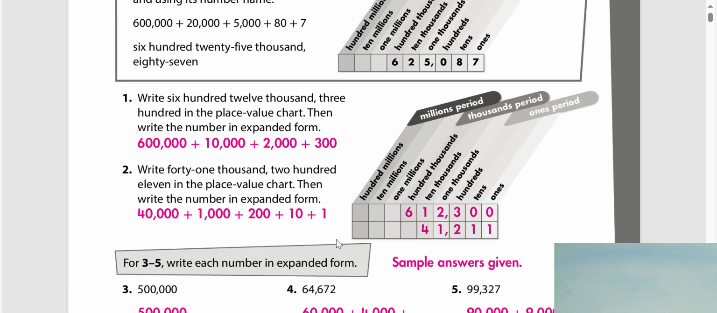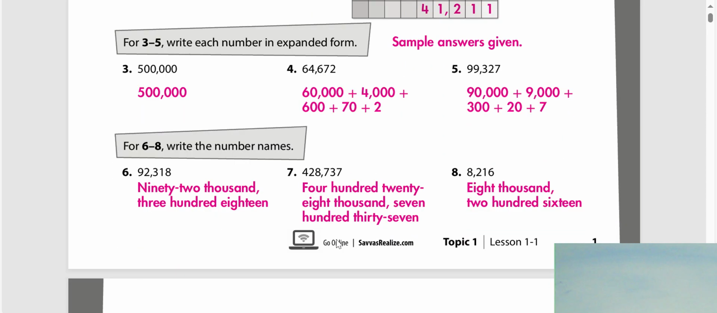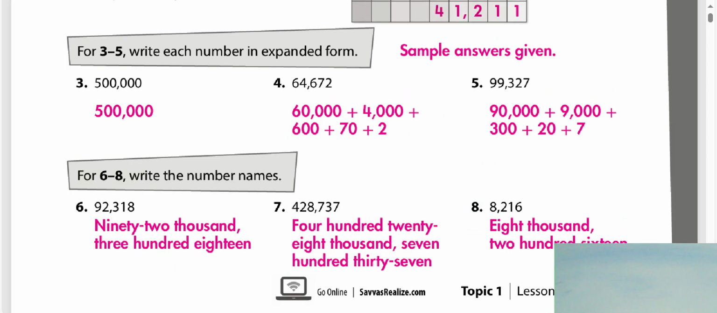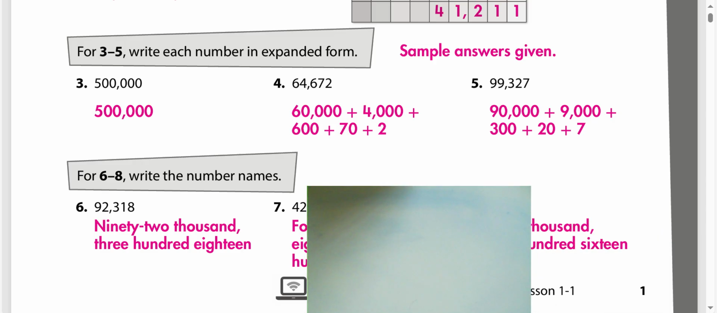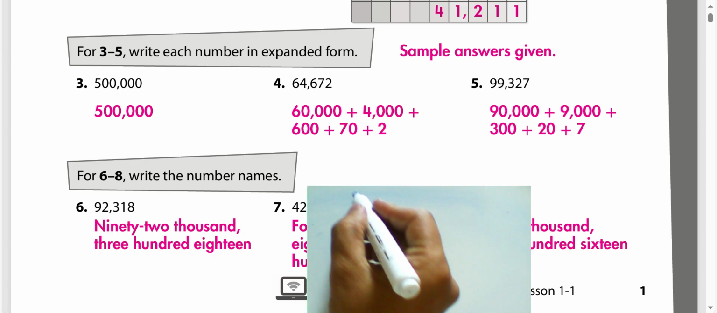Okay, now write the expanded form of the number. This number 500,000. This number 64,672. We can write 60,000 plus 4,000 plus 600 plus 72. We call it expanded form. It's the expanded form of the number. Okay, what about 99?